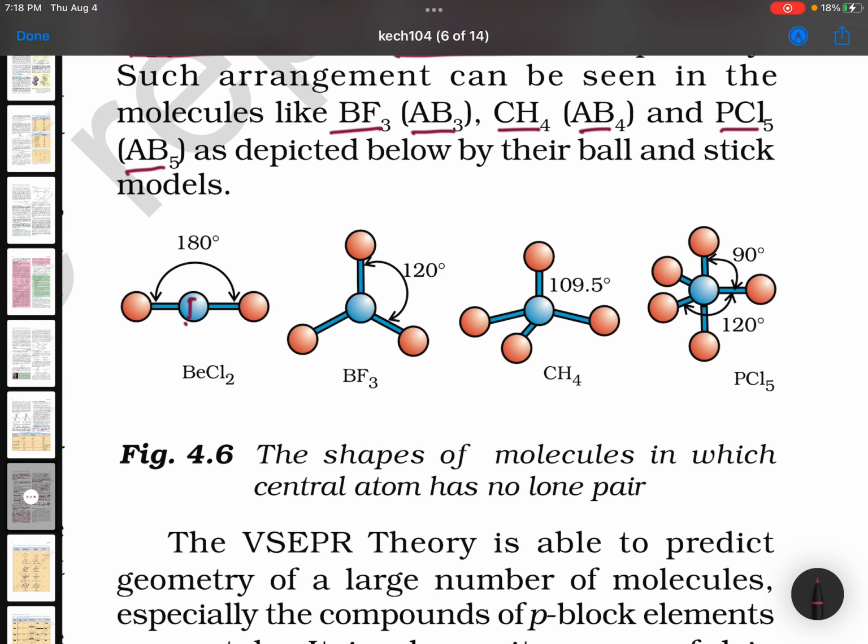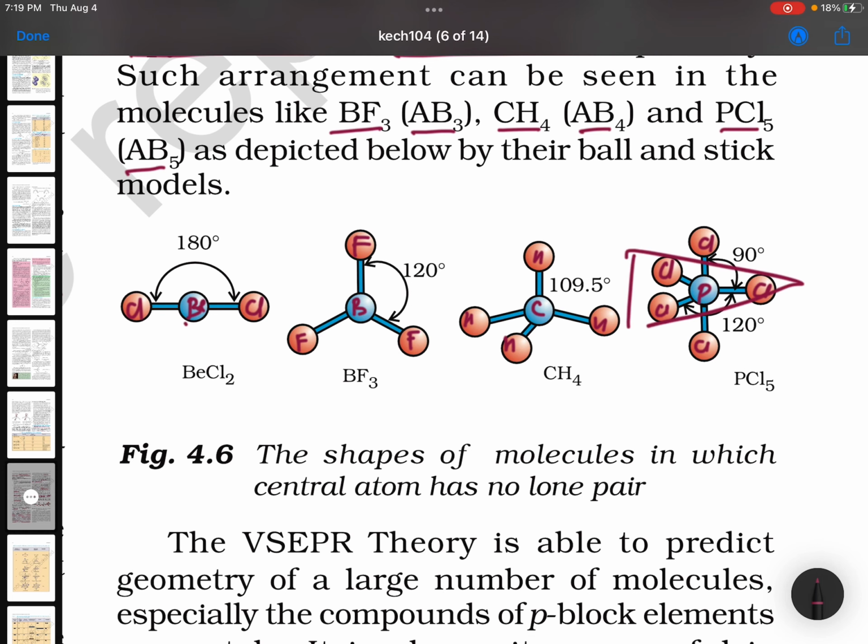See, this is beryllium, these two are chlorines, this is boron, these are fluorine atoms, this is carbon, these are hydrogen atoms, this is phosphorus, all these are chlorine atoms.